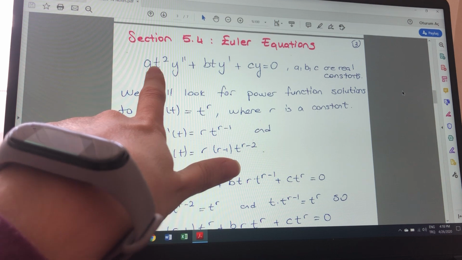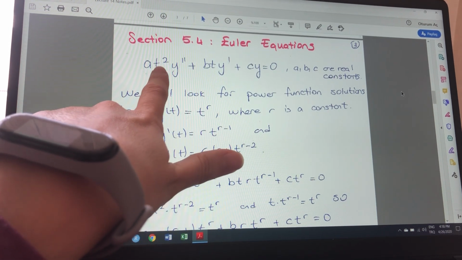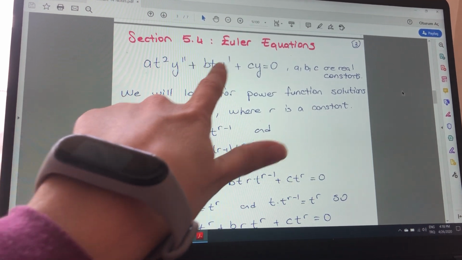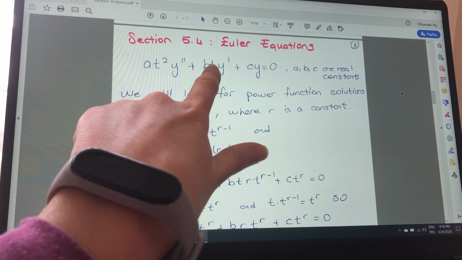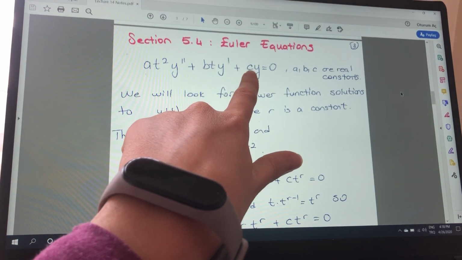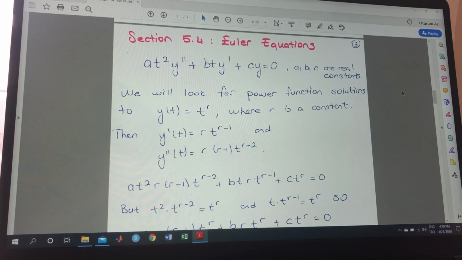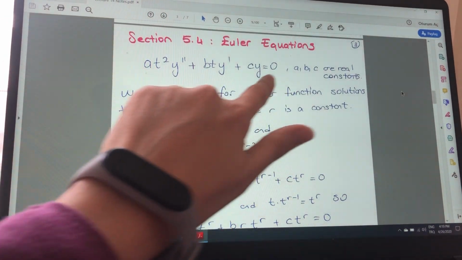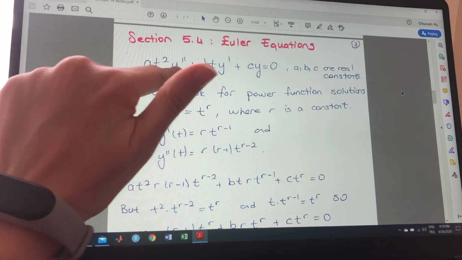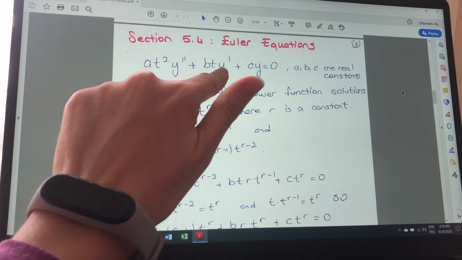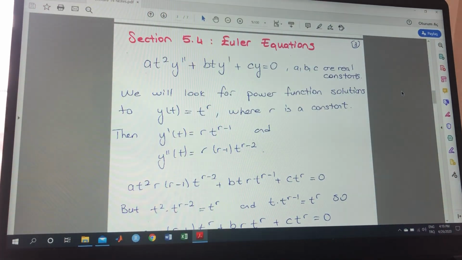As you can see, the second order term's coefficient is a second order polynomial. The first order term's coefficient is a first order polynomial, and a constant is the y term's coefficient. So this is Euler's equation: at^2 y'' plus bt y' plus cy equals 0.